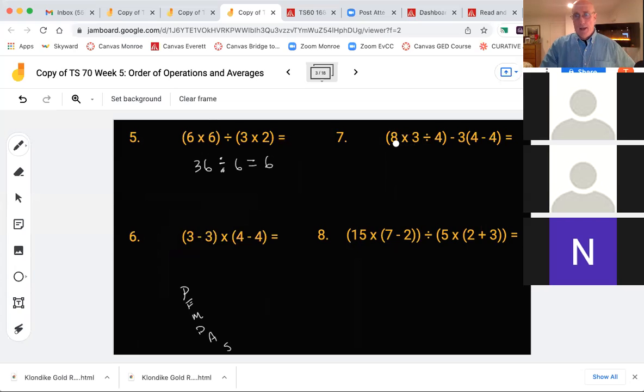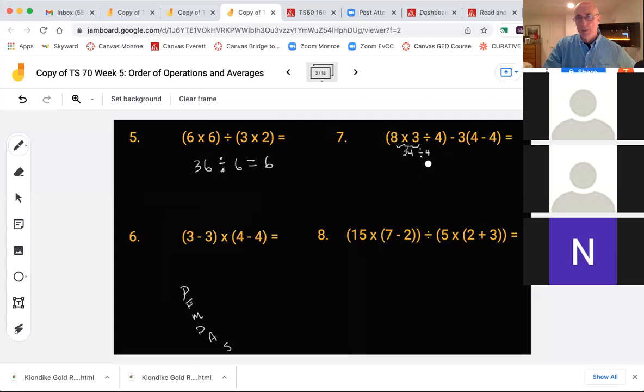Okay. 8 times 3 is 24. You got that? This becomes 24 here. Okay. If I just kind of wrote this here, this becomes this. Okay. Divided by 4. Okay. I'm going from left to right here. 24 divided by 4. Why does that seem funny to me?